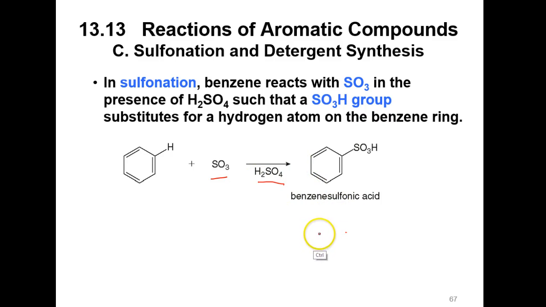In sulfonation, benzene reacts with SO3 in the presence of H2SO4 to substitute for a hydrogen to give a sulfonic acid.